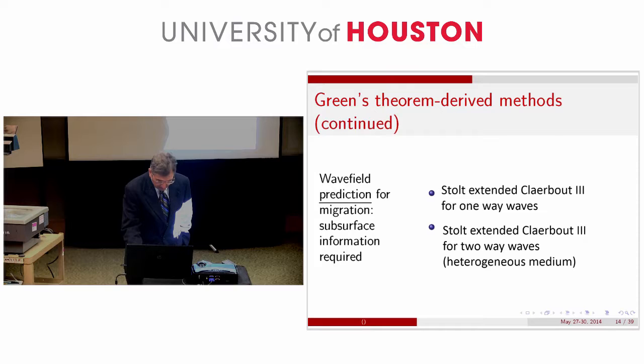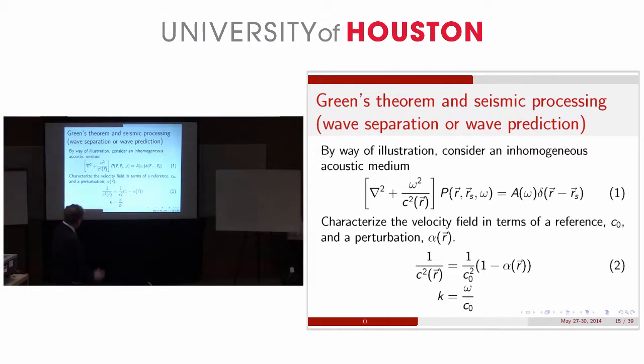Okay. So here we have an acoustic example to illustrate something. Imagine you had a single frequency, heterogeneous acoustic medium, and some localized source with some time-dependent wavelet as the source signature. And then imagine the following: that the actual velocity configuration, C of r, is characterized in this way: 1 over C0 squared times 1 minus alpha, where C0 is called a reference, and alpha is some perturbation. Alpha characterizes where the actual velocity and this reference differ.